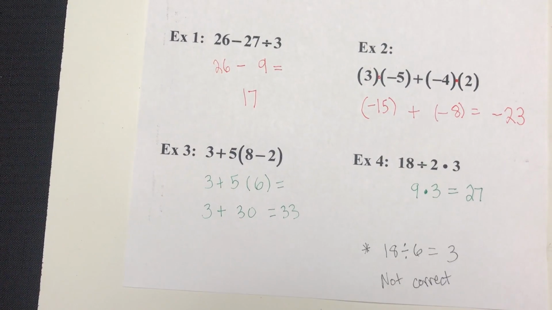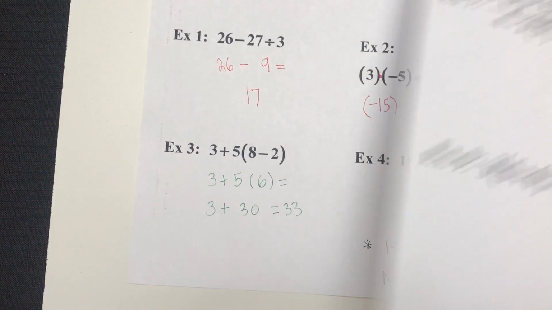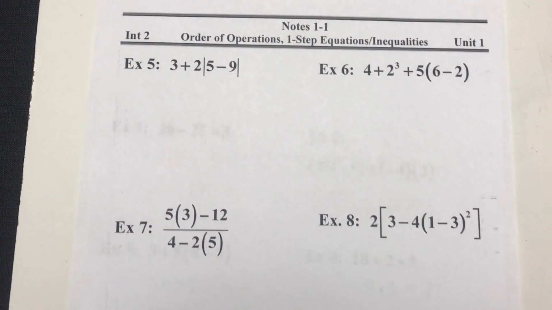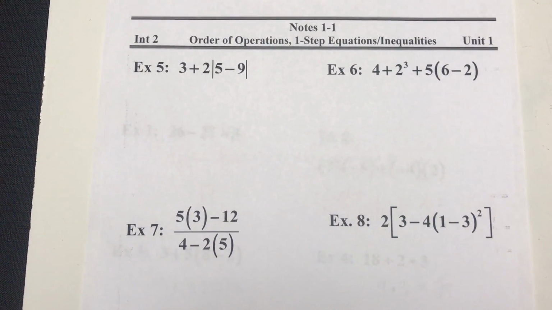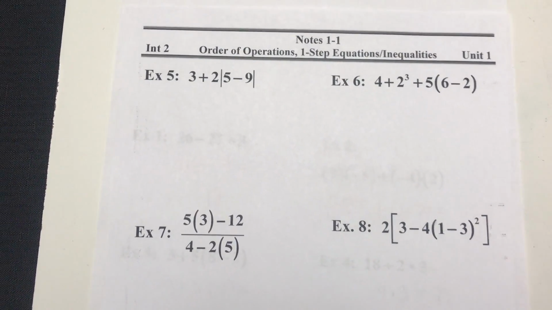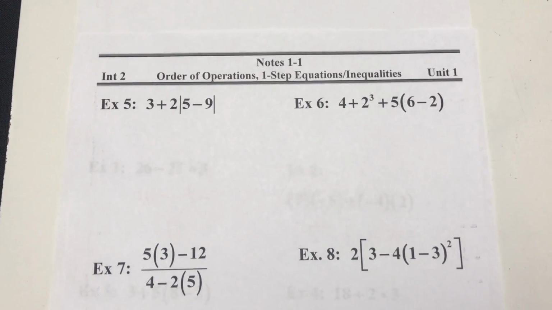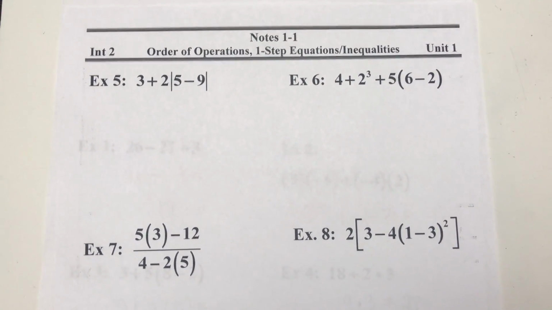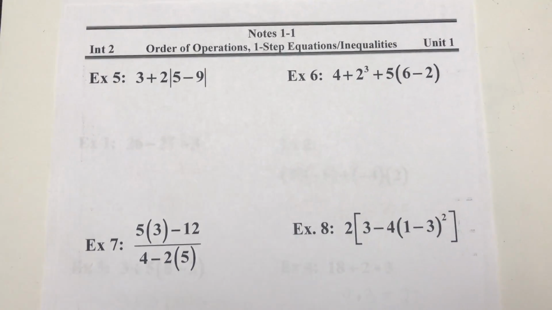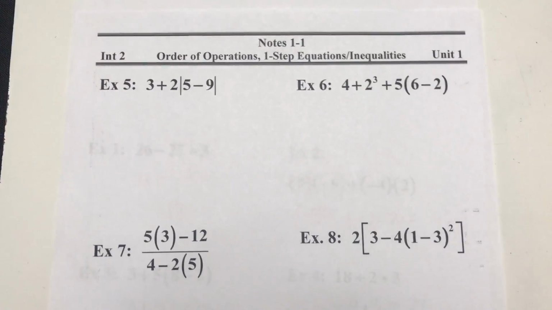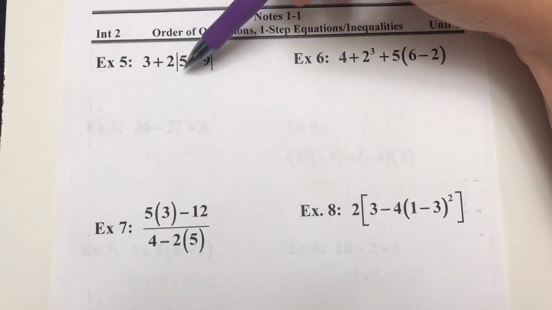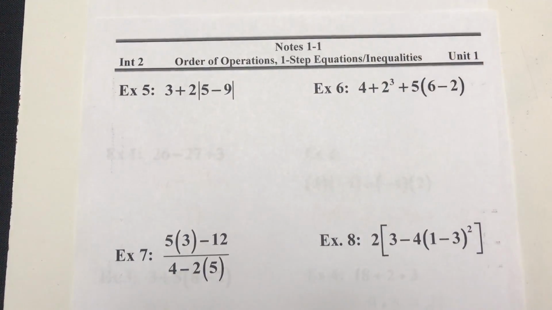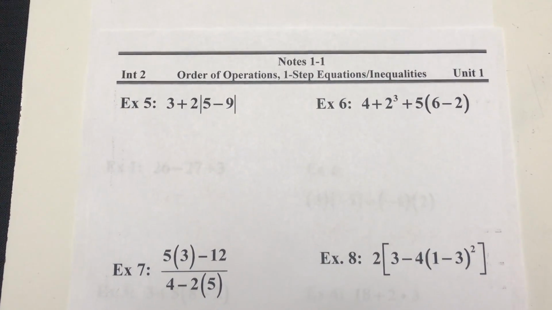Moving on. Let's go to example 5. Example 5, we start at the order of operations. First, we have to look for grouping symbols. In this case, we do have a unique grouping symbol. These up and down lines here indicate that the absolute value is in play.